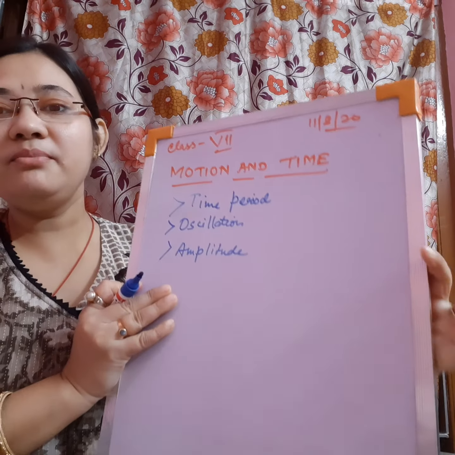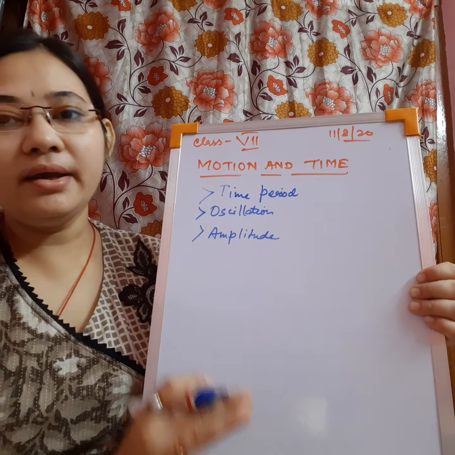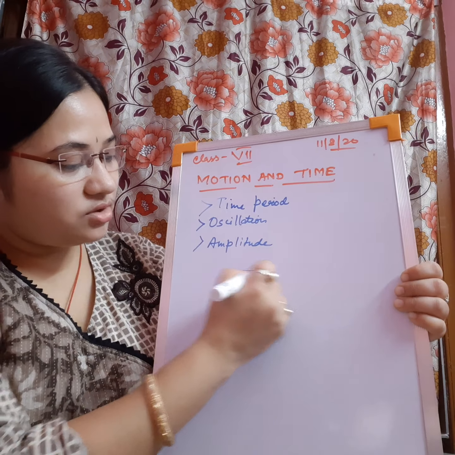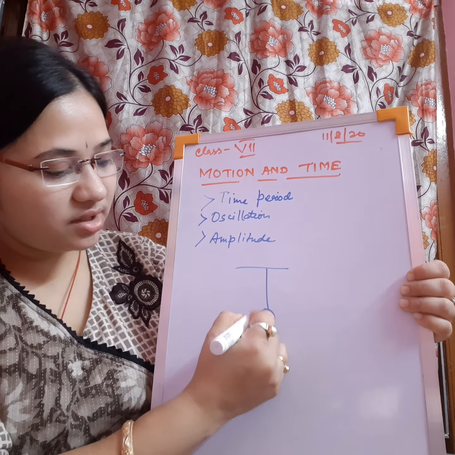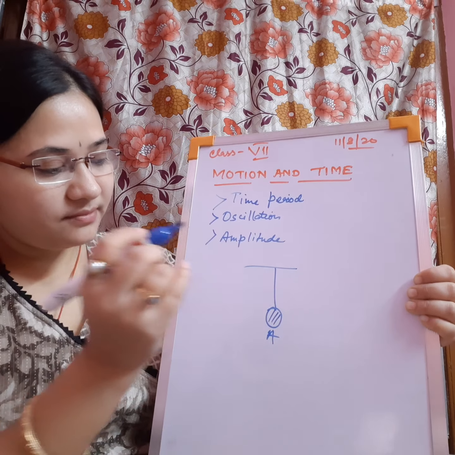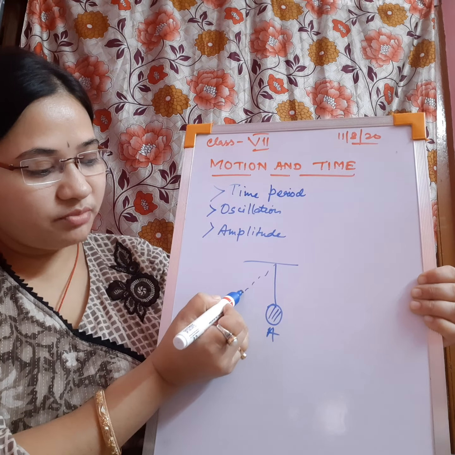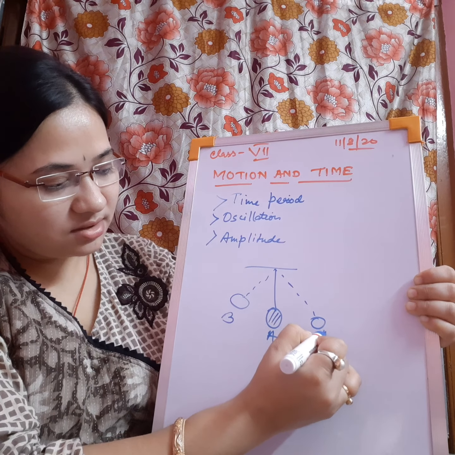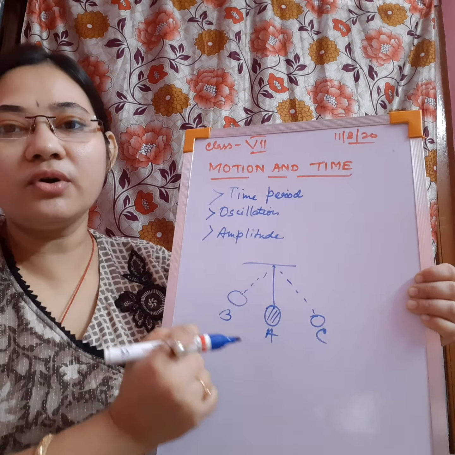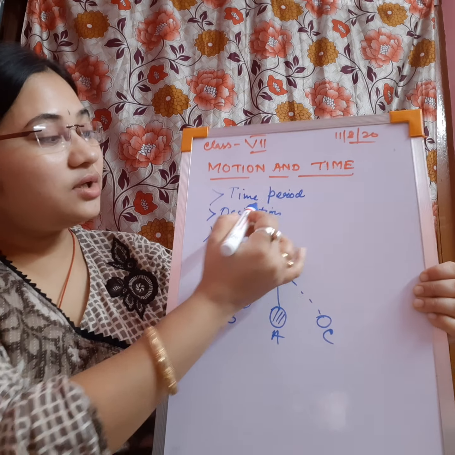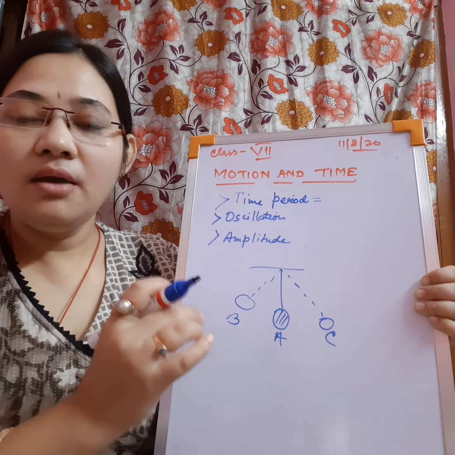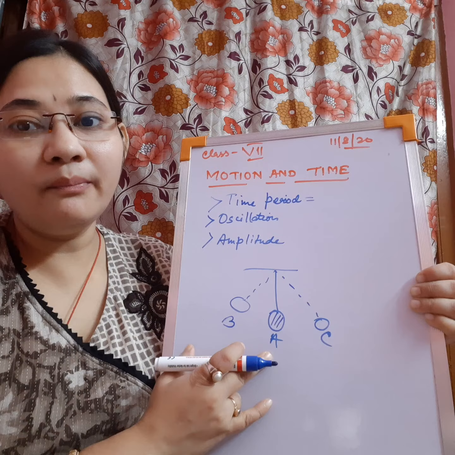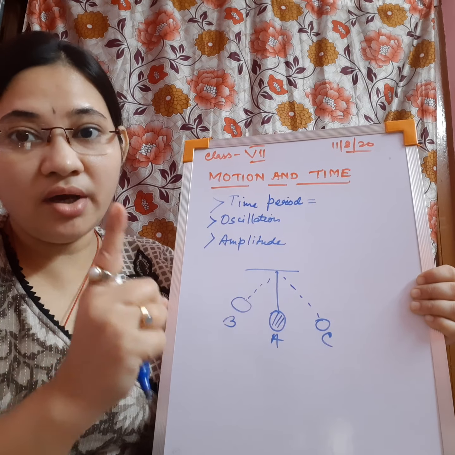Okay, now time period is the time taken by the metallic bob. That means if I draw, this is a metallic bob. Okay, it is position A. After some time it will go to position B and then to position C. Okay, so it goes to and fro. This is a simple pendulum. So the time period is the time taken by the metallic bob to complete one oscillation.